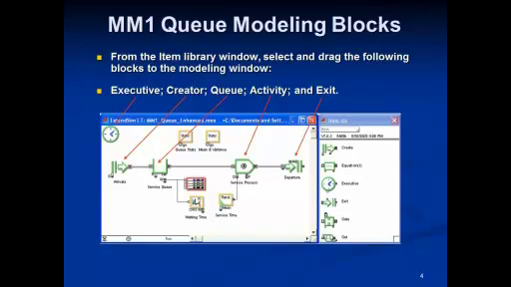We have a creator that is going to create entities, in this case arrivals. We have a queue where, if there is something in the service process, the queue will hold the other entities until the service process is released. We have an activity which represents the service process, and then we have an exit which represents a departure from the boundaries of the system. We also have a couple of other tools in here. We have a plotter that will give us plots, and a statistical accumulator that will show us some statistics, means, standard deviations, confidence intervals, and so forth.